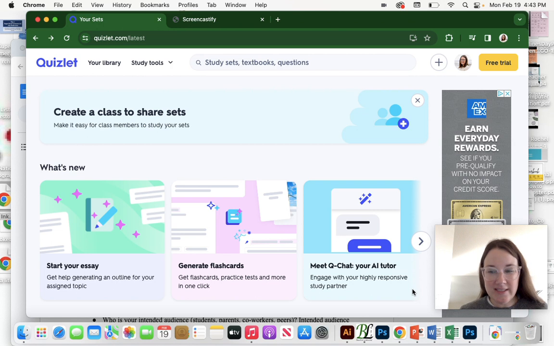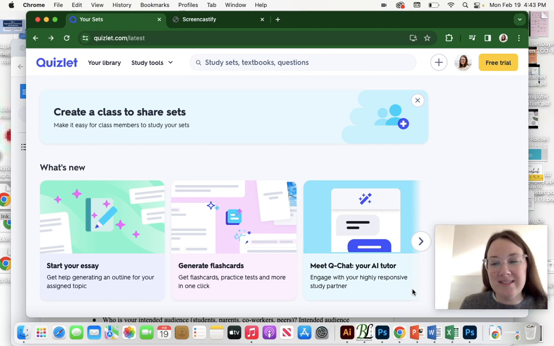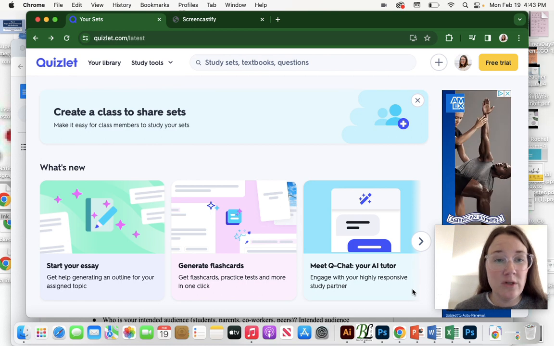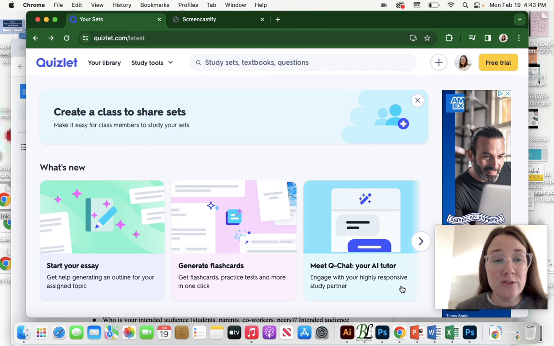Quizlet is something that I have used myself as a student to study. I know I studied flashcards for my journalism Praxis test on Quizlet, so that's a fun way to use it. The way to use it that I'm going to talk about today is in your classroom as a game-based learning tool.